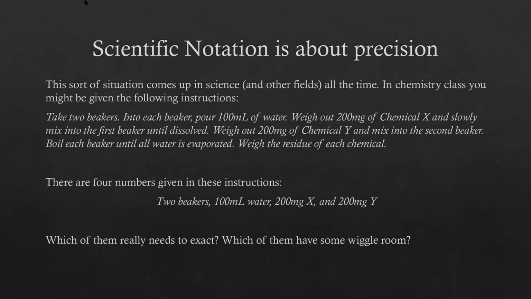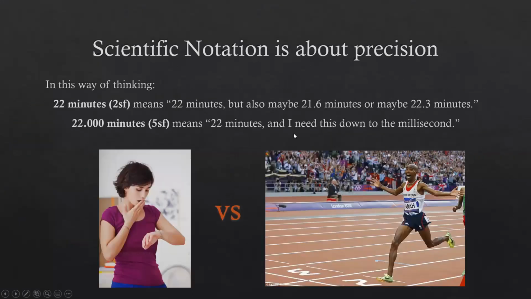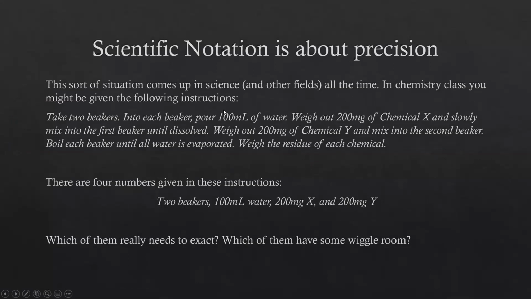Okay. All right. So the way we deal with this in science is we actually give these values. When we give them to you, we give them at a different level of precision. So what we would do is we would write 200.00 milligrams of chemical X. And by putting those 0.00s on there, we're making it really clear that no, we really care about that second decimal place. We really care about that first decimal place.